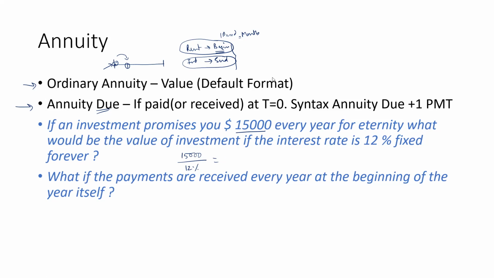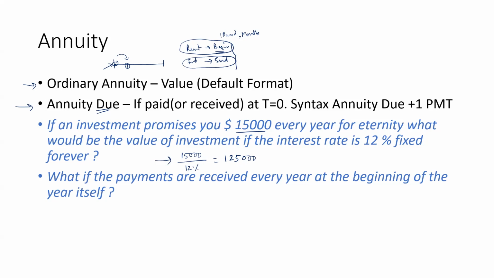$1,250. It cannot be 1,250 because you're receiving 15,000 and dividing it by 0.12. 15,000 divided by 0.12 is 125,000. Right? Okay.